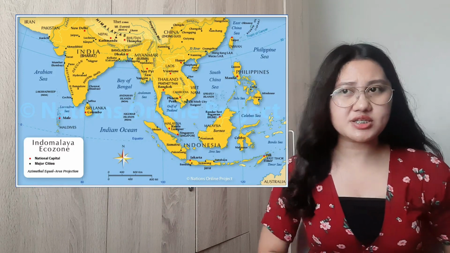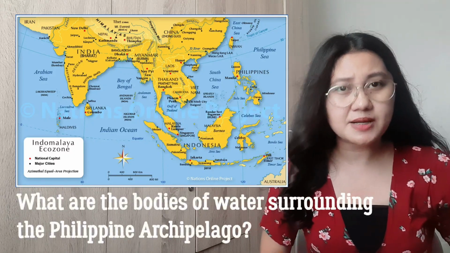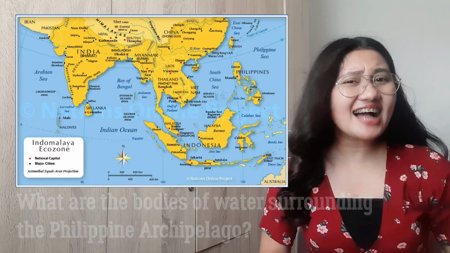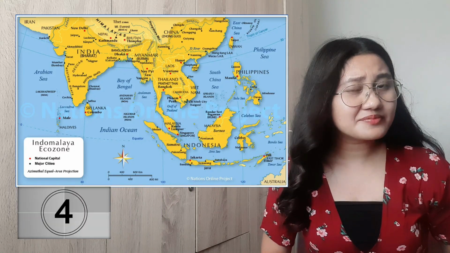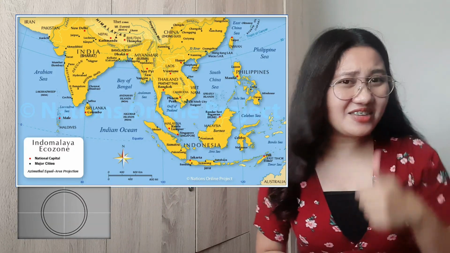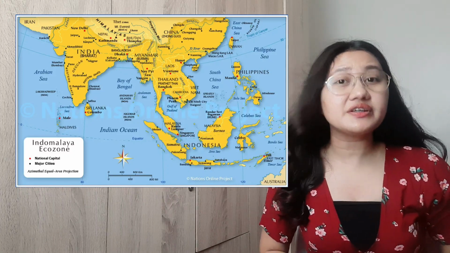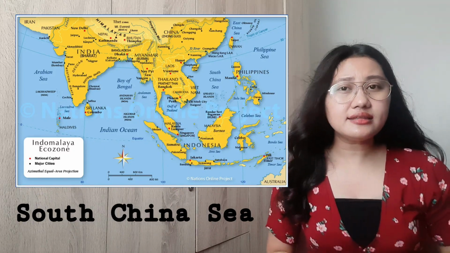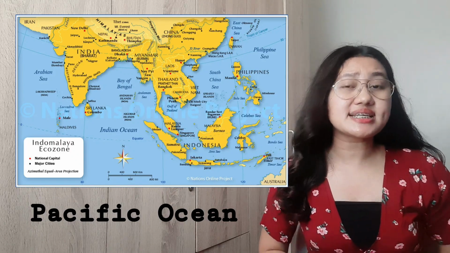Now, next question. So what are the bodies of water that surround the Philippines based on this map? Sige nga, I'll give you 5 seconds to answer. Okay, very good. So what are the bodies of water that surround the Philippines? We have the Philippine Sea, of course, the South China Sea, the Indian Ocean, Pacific Ocean, and of course, Celebes.